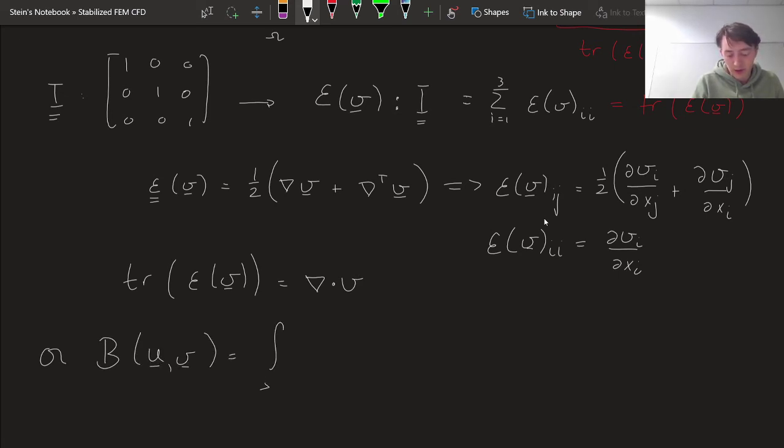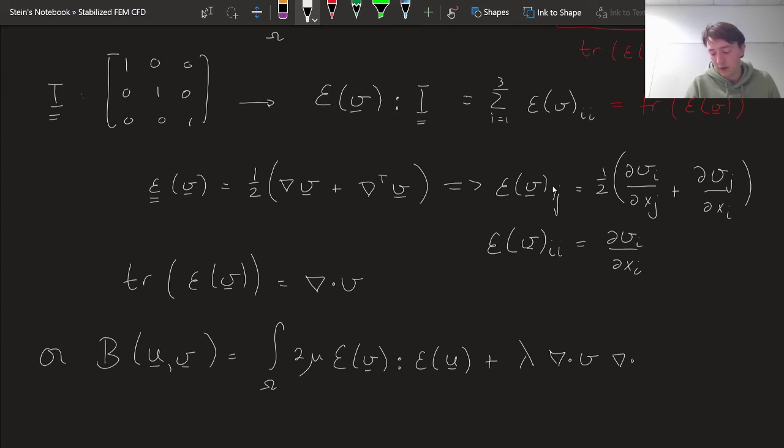So another way of writing the bilinear form b(u, v) is as the integral of 2 times mu times the strain contraction, plus lambda times the divergence of v times the divergence of u.